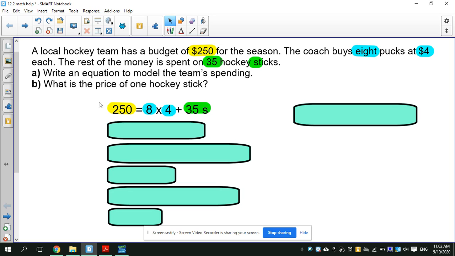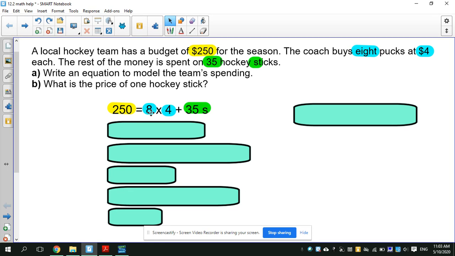So $250 on one side of the equation, that's the total spending. Here are the hockey pucks. So we have 8 of them at $4 each. So that's multiplication, 8 times 4. And then we have to add the 35 hockey sticks. Now notice that I've put an S to represent sticks because we don't know the price yet. We only know that there are 35 in total. Okay, so that was the hardest part of the equation, just figuring out which goes in which position. So the rest is relatively easy.